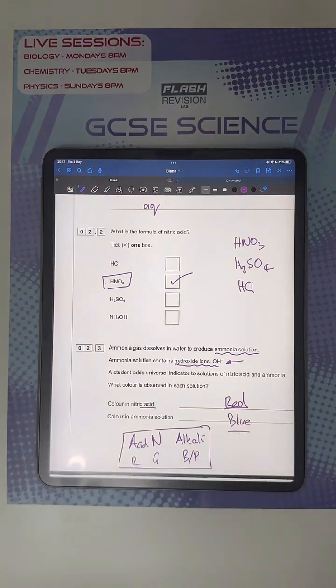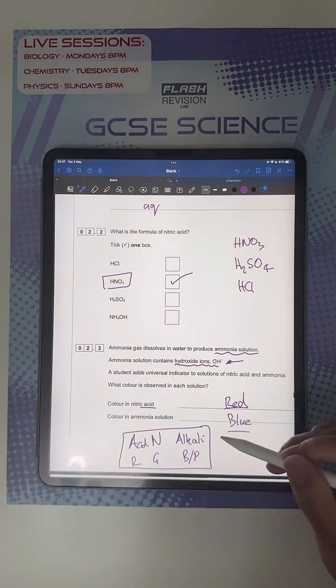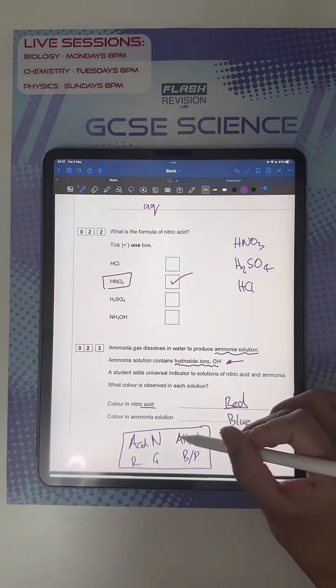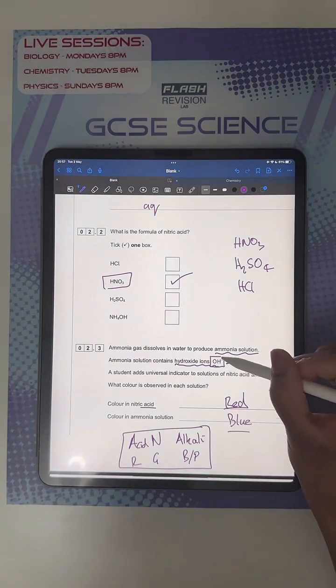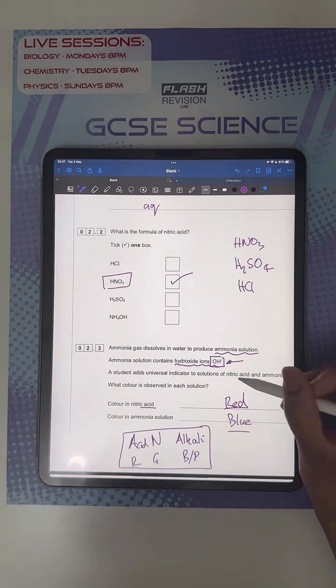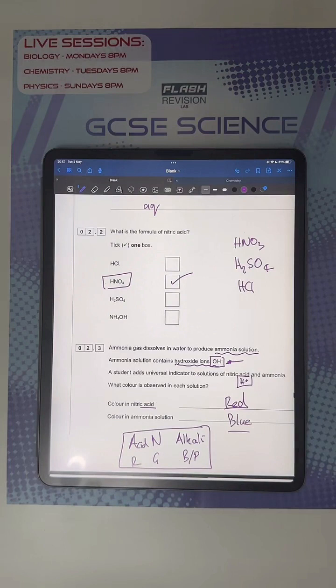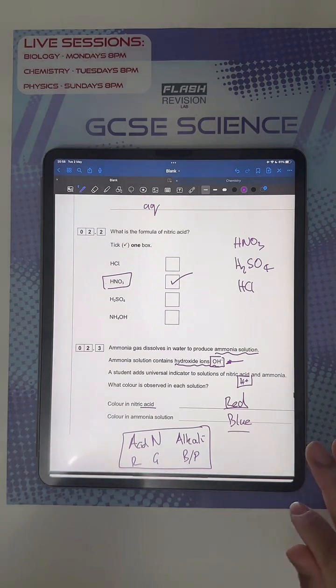Universal indicator. And here, yeah, we know it's alkali because alkalis always release OH- ions. Acids release H+ ions. So that's how we know the difference. Yeah, blue or purple, either one's fine. You can say blue or purple. They're both on that side of the spectrum.